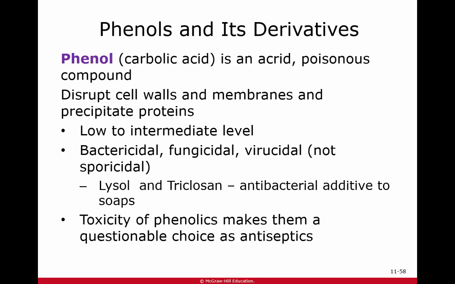A second category we look at are the phenols. Phenol is a very poisonous compound. It disrupts cell membranes, it disrupts cell walls, it can also damage proteins. It's typically low to intermediate level, but it is a killer. It can kill bacteria, it can kill fungus, it can inactivate some viruses.